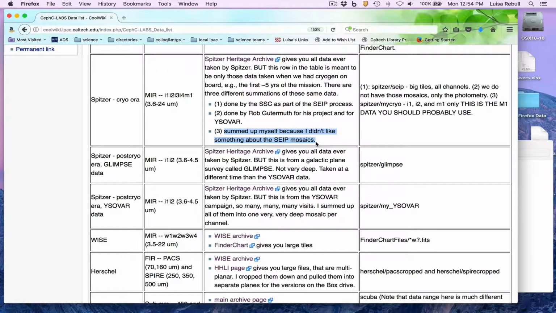Then I ended up making mosaics myself for 3 different channels because I didn't like something about what the SEIP mosaics were doing. Maybe it was the coverage. There was something, I don't even remember. But I summed up my own data for I1, I2, and MIPS1.